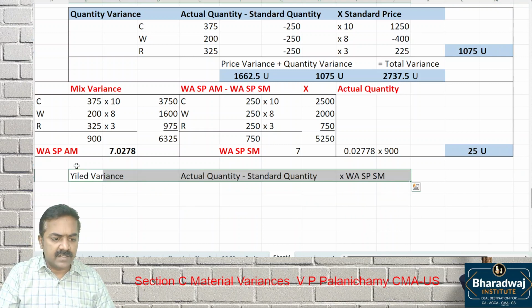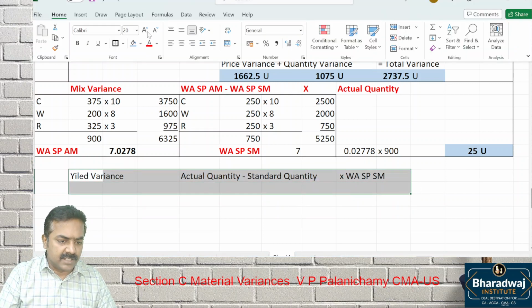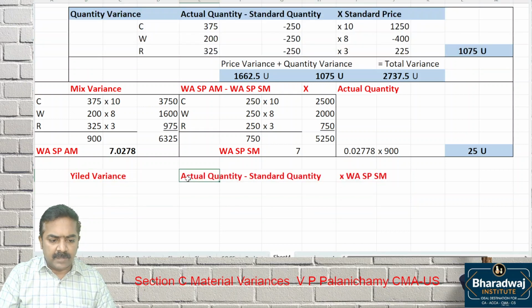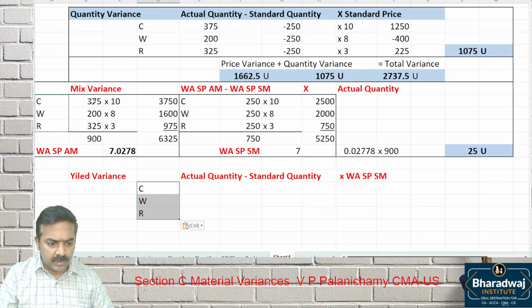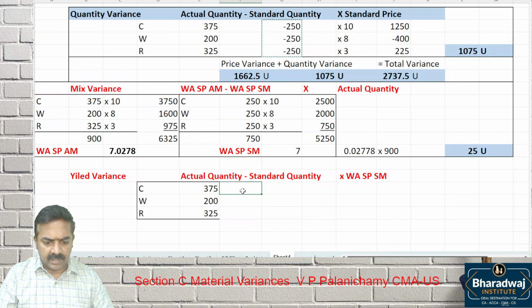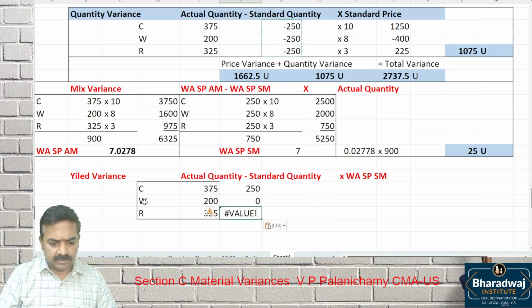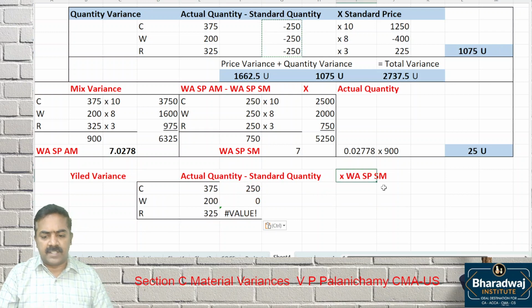Next one is yield variance. What is yield variance? Okay, this is a little different from what we worked out in a logical way. That also you will understand. Pay attention. Actual quantity minus standard quantity. For this, you take which one? Actual quantity minus standard quantity. This is the standard quantity. Actual quantity minus standard quantity into weighted average price of standard mix.